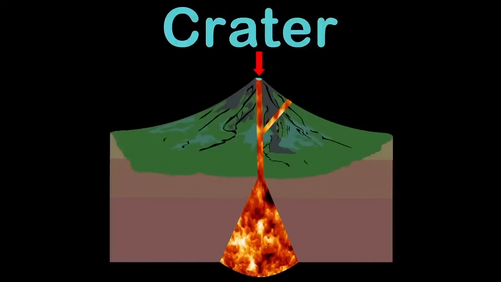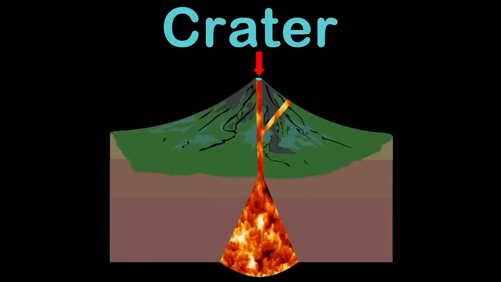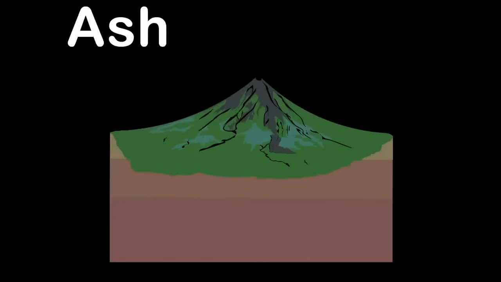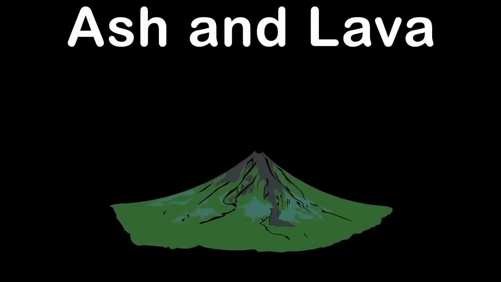The crater is a roughly circular depression in the ground caused by volcanic activity. It's where most of the lava's found. Layers of ash and lava make up this mountainous cone shape. I'll tell you how a volcano works.